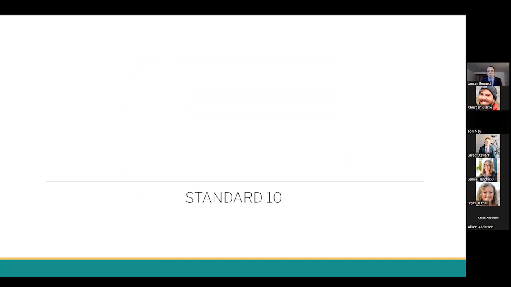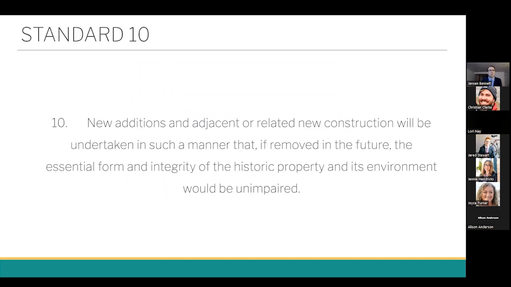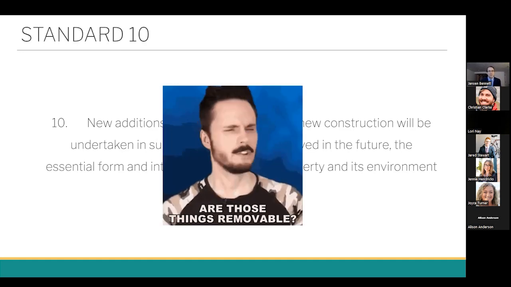Like I said, Standard 10 also deals with new additions, as well as adjacent or related new construction. It says new additions and adjacent or related new construction will be undertaken in such a manner that, if removed in the future, the essential form and integrity of the historic property and its environment would be unimpaired. So we want to make sure that whatever we do could be removed.